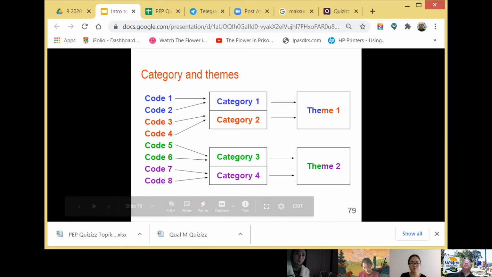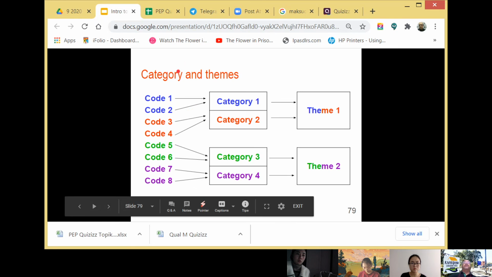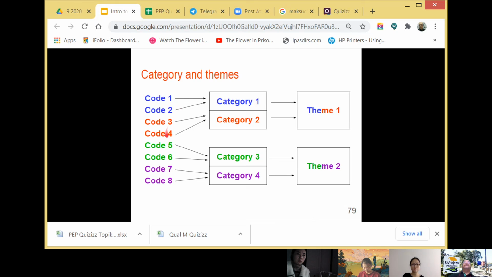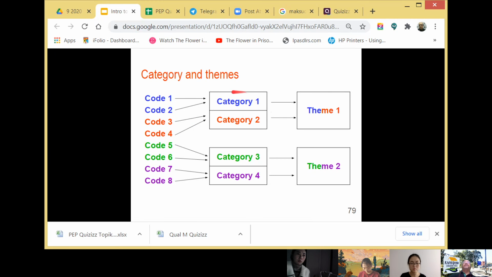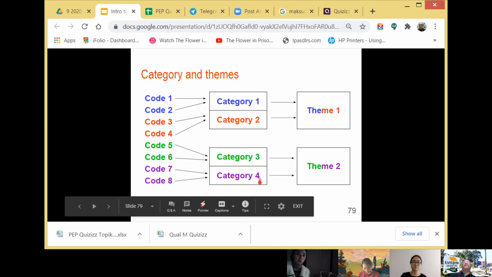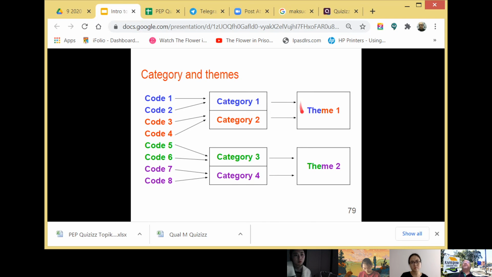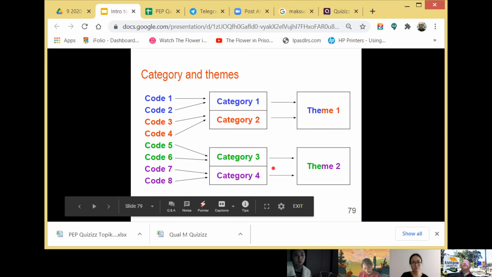So you have something like this: codes 1, code 2. And when you see the patterns, you could categorize them. Category 1, category 2, 3, 4. Category 1 and 2 means something; it is in theme 1. Category 3 and 4, you further conceptualize it; it is within theme number 2.